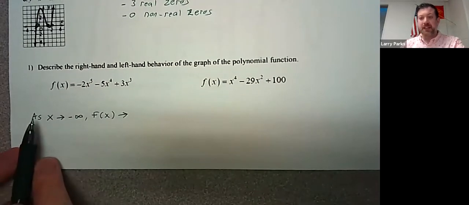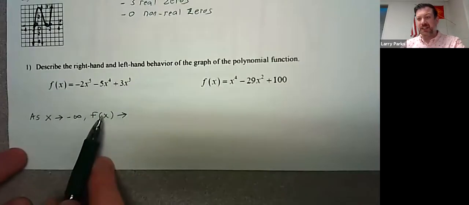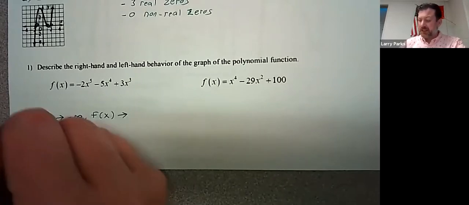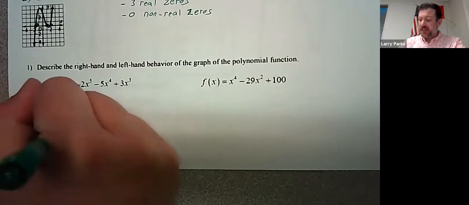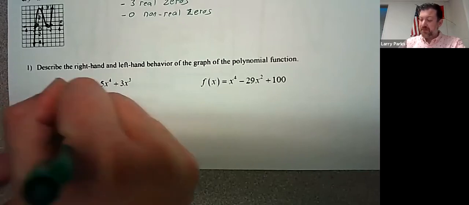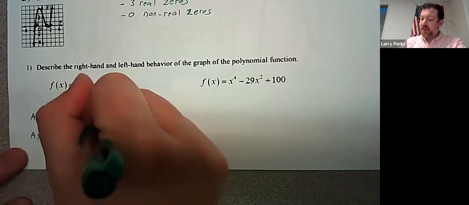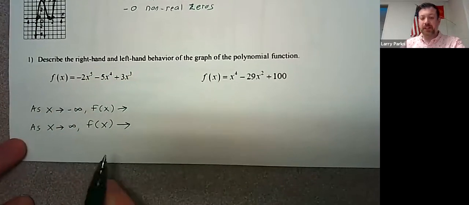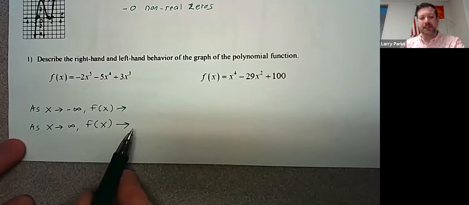So that says, as you go to the left, you're going to say, does it go up or down? And then you also need to talk about the right side. So as you go to the right, what does the function do? And you're also going to put, does it go up or does it go down?